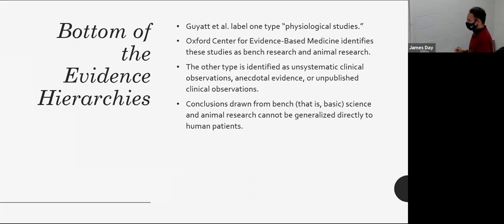Now, the reason for this is because when we get into bench research or basic science, we're looking at things that are usually not directly applicable to our human population. So going back to the example I used before on ultrasound and increasing muscle temperature, right? That is bench basic science research. Because the goal is not to increase muscle temperature, the goal is to increase range of motion. Right? And so we're looking at a sub-goal of that.